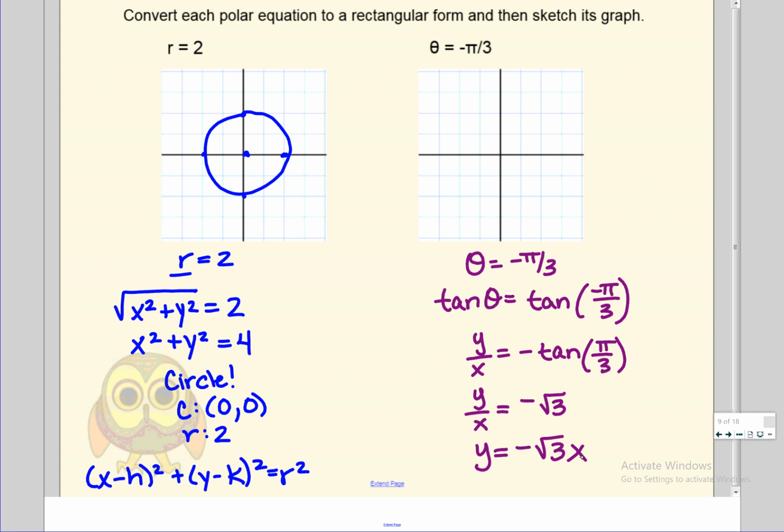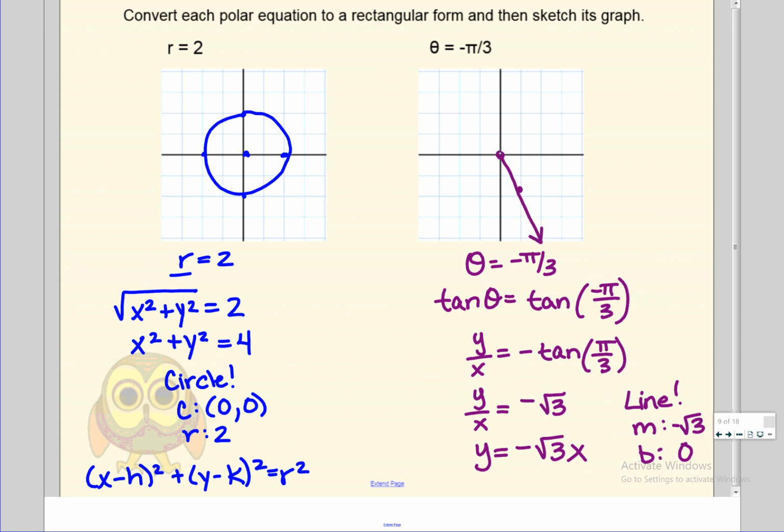This is a line. And there's two things that you should know about a line. You should know the slope and the y-intercept. What's the slope? Negative rad 3, and the y-intercept is 0. So I can graph that. Make a point again at the origin. And then negative rad 3, I'm going to have to go down rad 3 over 1. Rad 3 is about 1.7, if that's helpful. So I'm going to go down about 1.7, right 1. You can do that a couple times if you need to.